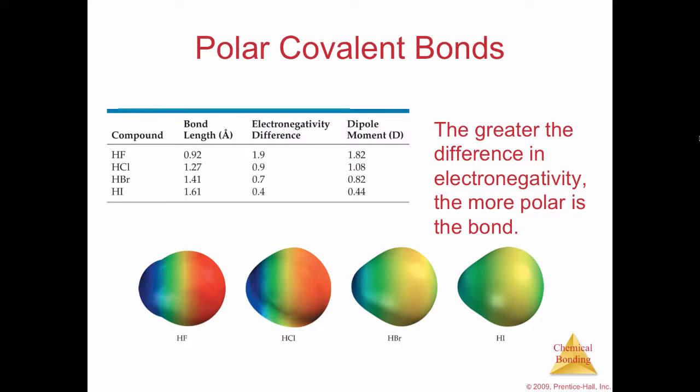The greater the difference in electronegativity, the more polar is the bond. We can see in this chart that the greatest difference in electronegativity in the examples is between hydrogen and fluorine, 1.9 difference. Also, our dipole moment is 1.82. So this is the most polar bond out of the examples shown.